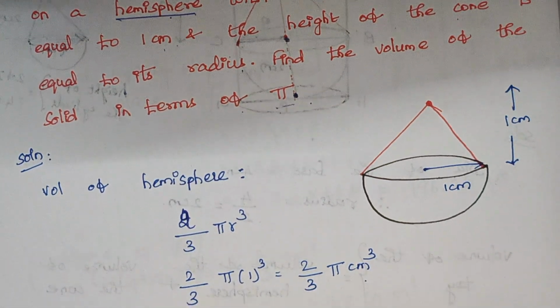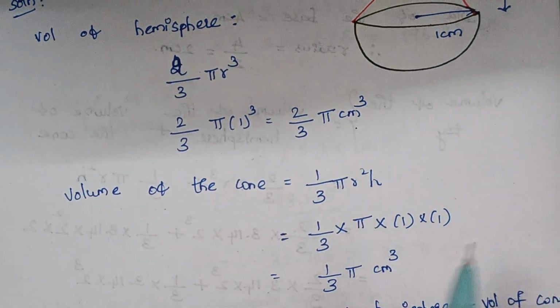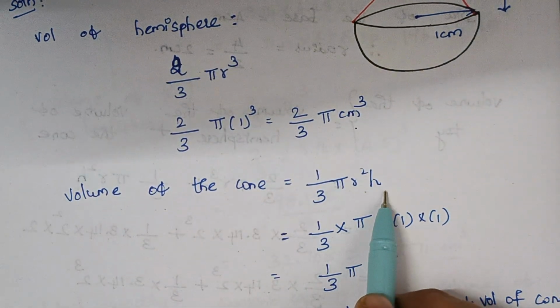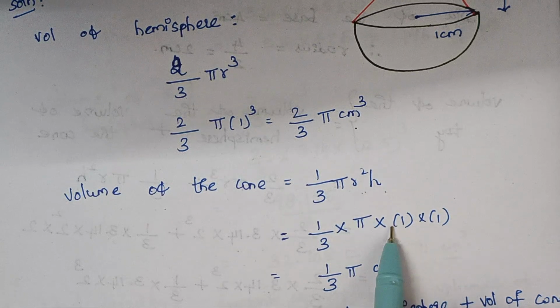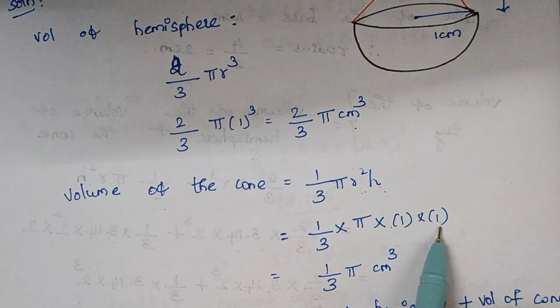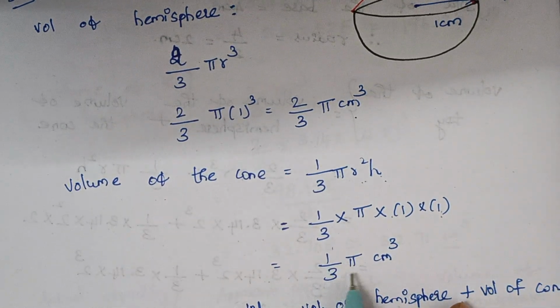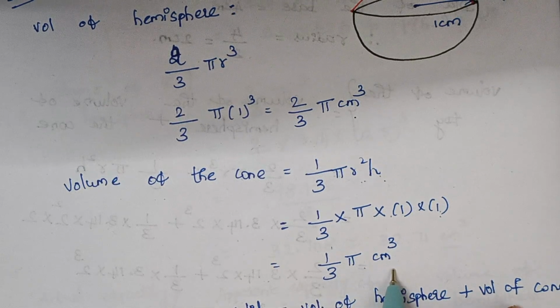The next one is volume of the cone. So volume of the cone is given by the formula 1 by 3 pi r square h. Again the value of r is 1 and the h is also equal to 1. Right. So here again we will be having 1 by 3 pi centimeter cube.